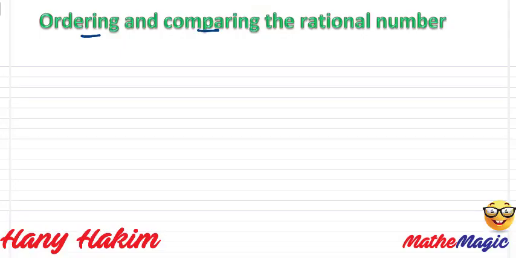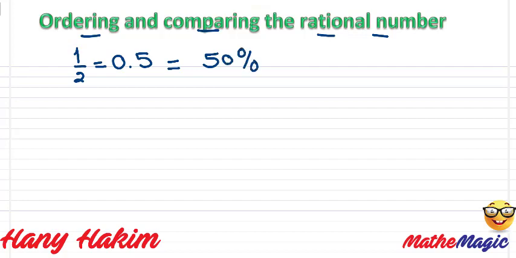Ordering and comparing the rational numbers. First, we studied before the different forms of the rational number, something like 1 over 2, which we could write as a terminating decimal, 0.5, which we can write as 50%. And the last form for the rational number is the recurring decimal, something like 0.3 with a dot above the 3.